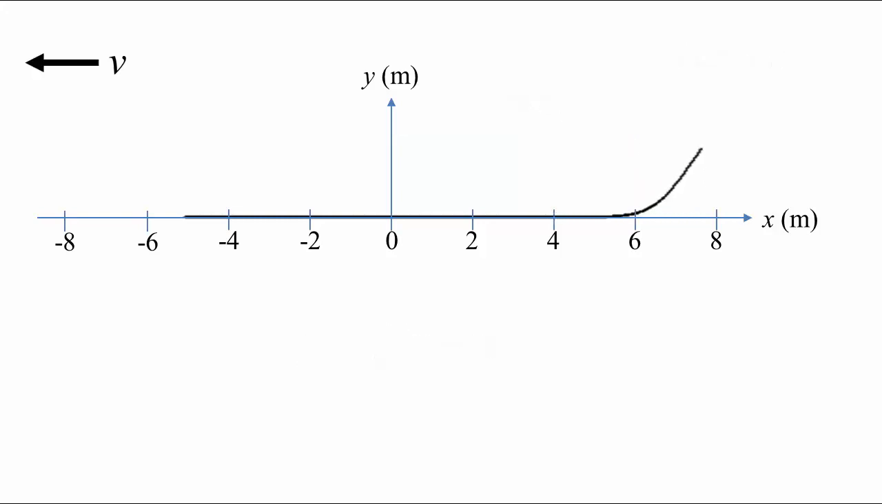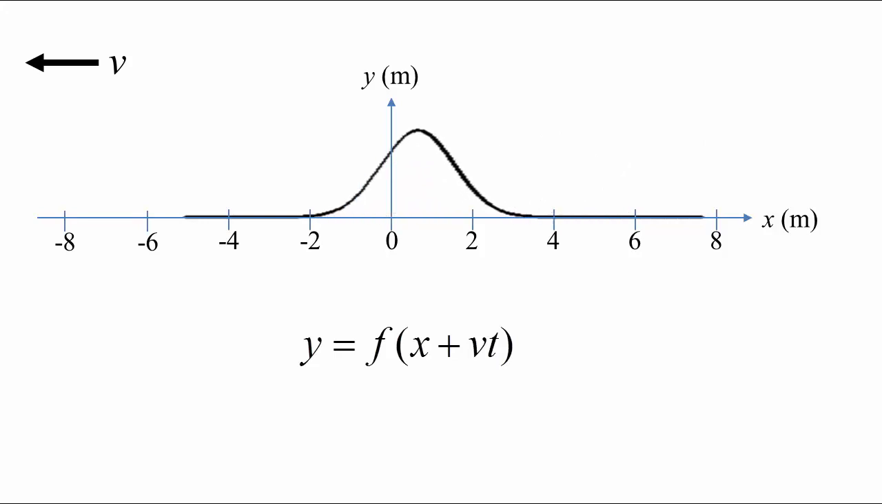Now let's reverse the direction so that the wave is traveling to the left instead. The wave equation is now written as y being a function of x plus vt. So the new position of the pulse after some time t is less than where it was by a distance that it traveled during that time t.